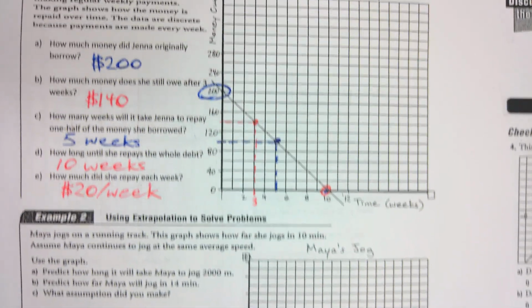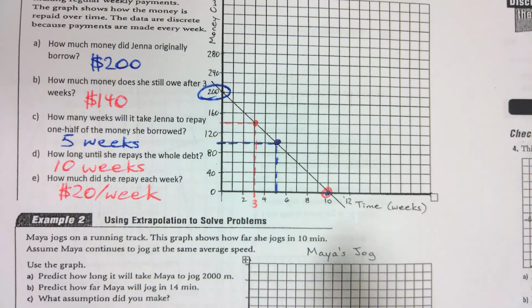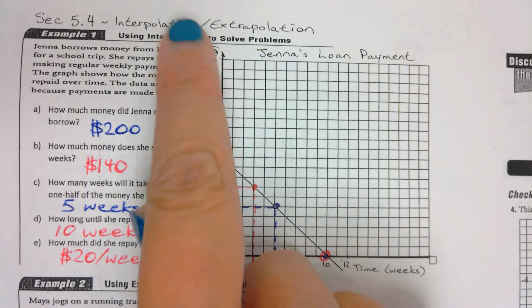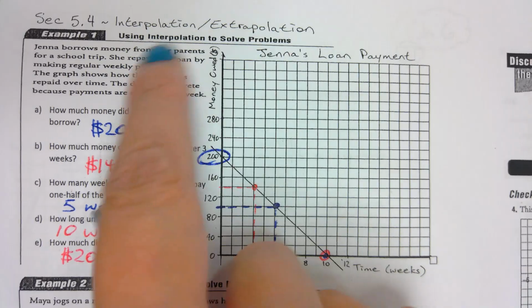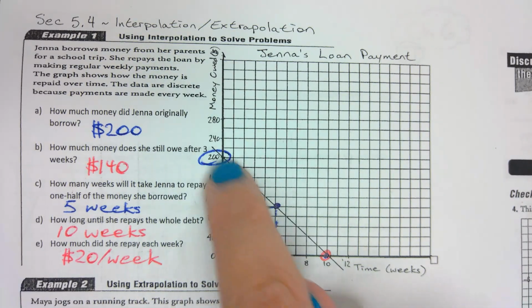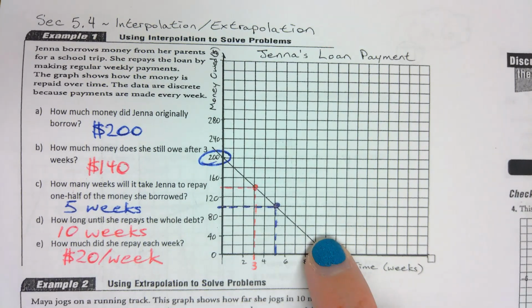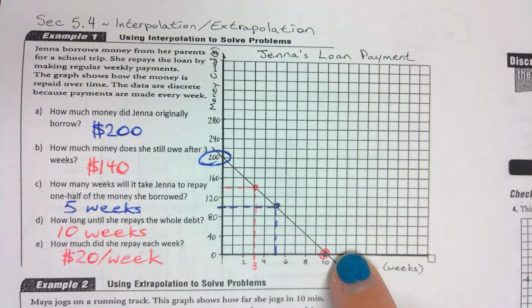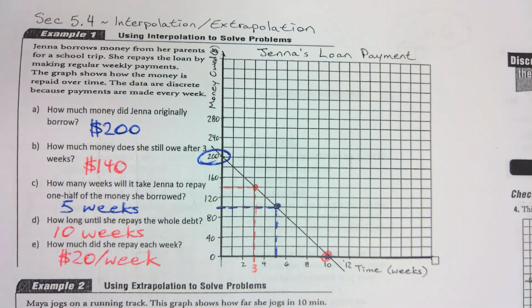So this is an example of interpolation. So notice the title of this is interpolation, extrapolation. Interpolation is using data within our graph. Okay, that's what interpolation means.